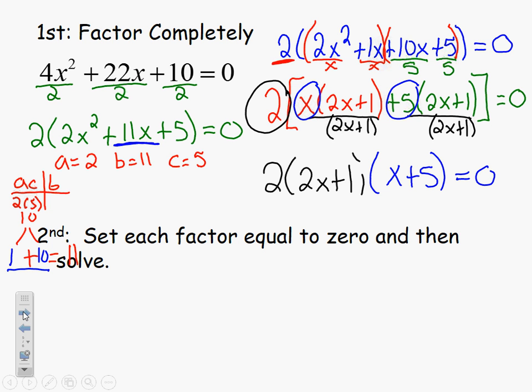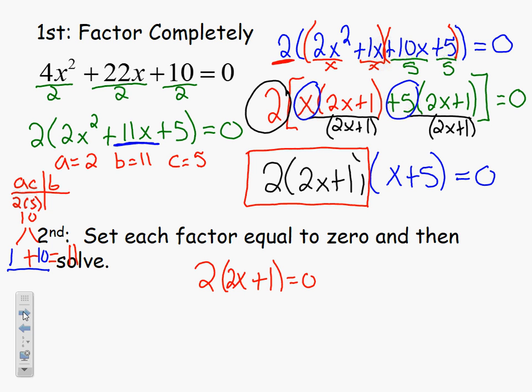Now I'm just going to solve it. My first one I'm going to put together, I'm going to keep my 2 with my first factor, so I have 2x plus 1 equals 0. My other one I have is x plus 5 equals 0. If I solve my first one, we can either distribute or we can just divide by 2. I'm just going to divide both sides by 2 to get rid of this 2 out front. I'm going to get 2x plus 1 equals 0.